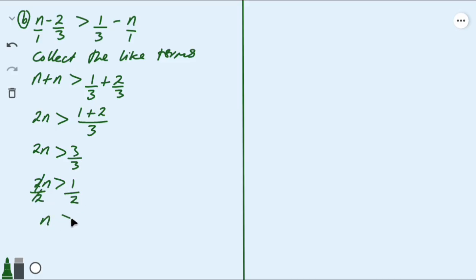Then n will be greater than 1 over 2. Or we say 1 over 2 is less than n. That will be our final answer for the second question. Let's consider the third question.